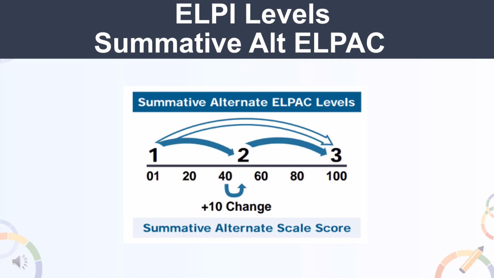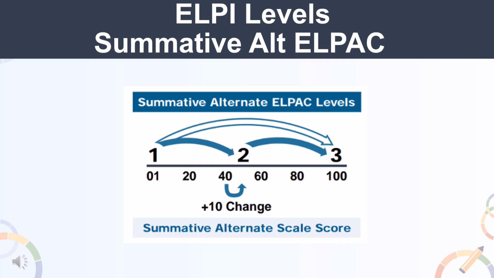The summative alternate LPAC has 3 performance levels. Level 1, Novice. Level 2, Intermediate. Level 3, Fluent English Proficient.